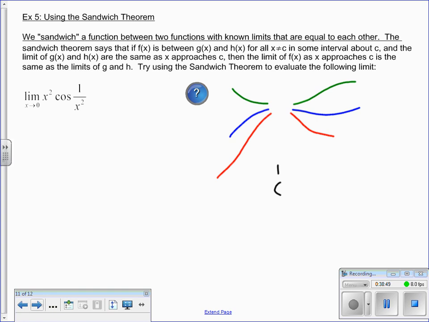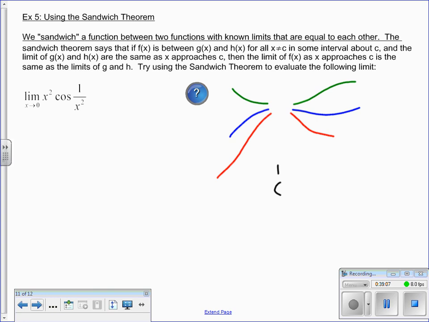But as I go towards C, G is above and H is below. So I go towards C from the other way. G is above and H is below. F is between those two functions as I'm getting close to it.